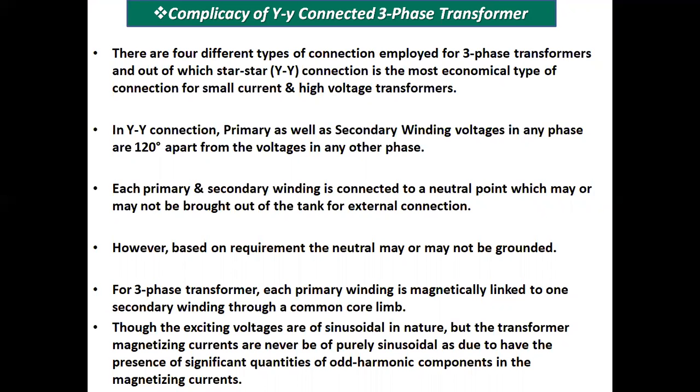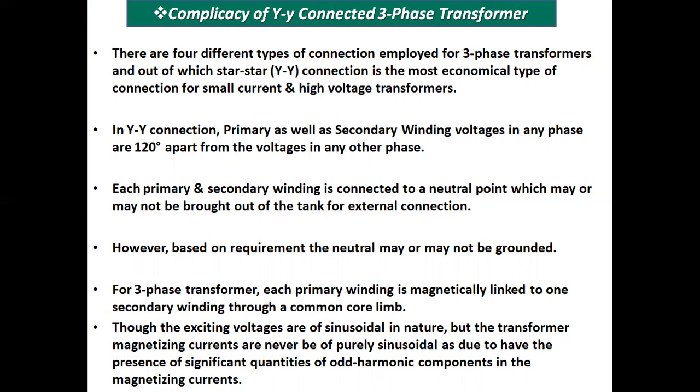In star-star connection, primary as well as secondary winding voltages in any phase are 120 degrees apart from the voltages in any other phase. Each primary and secondary winding is connected to a neutral point, which may or may not be brought out of the tank for external connection. However, based on requirement, the neutral may or may not be grounded.